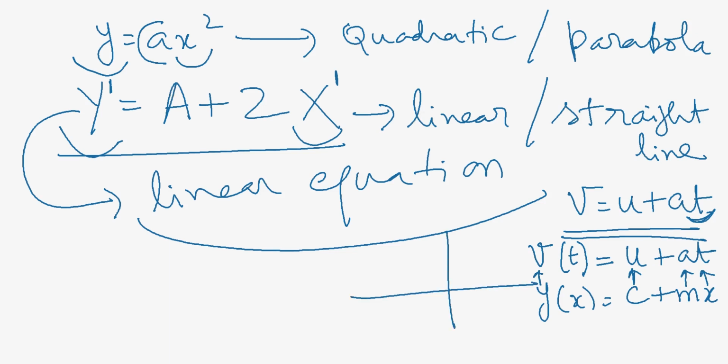So when you draw the graph of v versus t, this intercept is actually our u, the value at t equals 0. You get that?